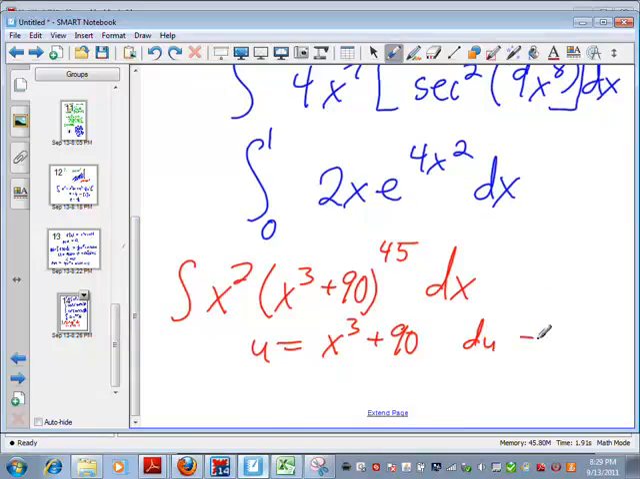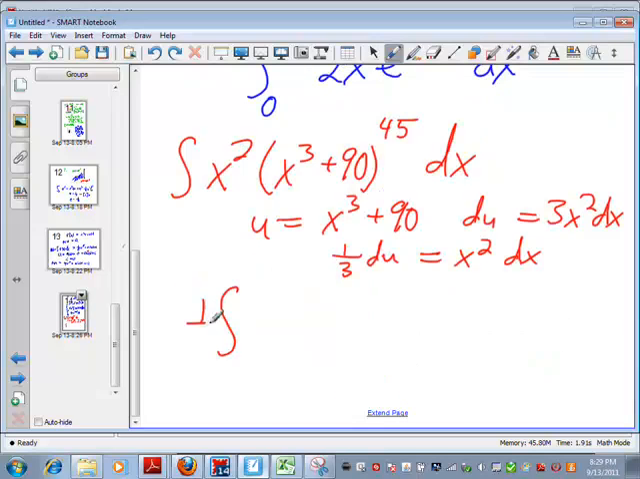du is 3x squared dx, so 1/3 du is x squared dx. This antiderivative becomes the integral of 1/3 u to the 45th du. Where does the 3 come from when du equals 3x squared dx? The derivative of x cubed: you bring the 3 down, subtract 1 from the power. Right? 3x squared. That's the derivative. Now you can substitute over. That's right.